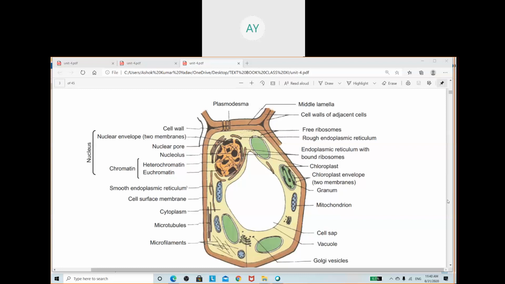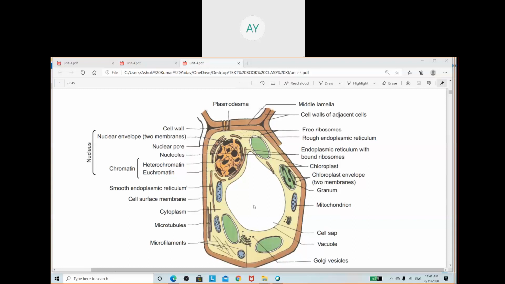Are you clear? Protoplast: cell without cell wall. If you remove the cell wall, then the whole structure is known as protoplast. If you remove the cell wall of the plant cell, whatever remains with you, that is cell membrane, nucleus, mitochondria, chloroplast, and vacuole, all of this together is known as protoplast.